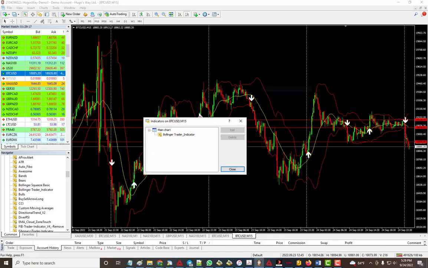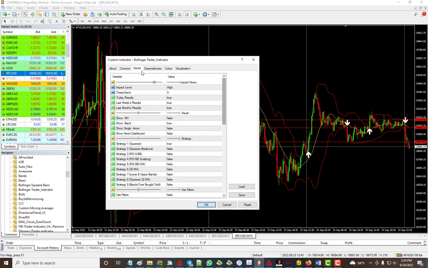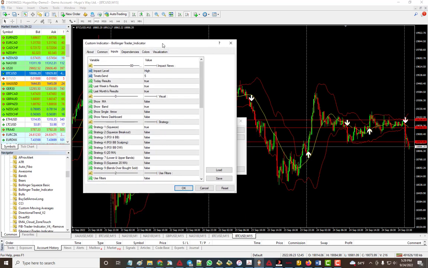All right, let's go on to strategy 2. Strategy 2 is very similar to strategy 1. The only difference is we also add support and resistance, so squeeze breakout.